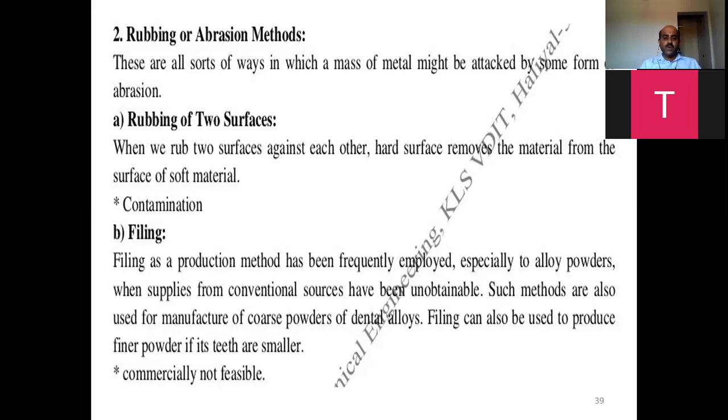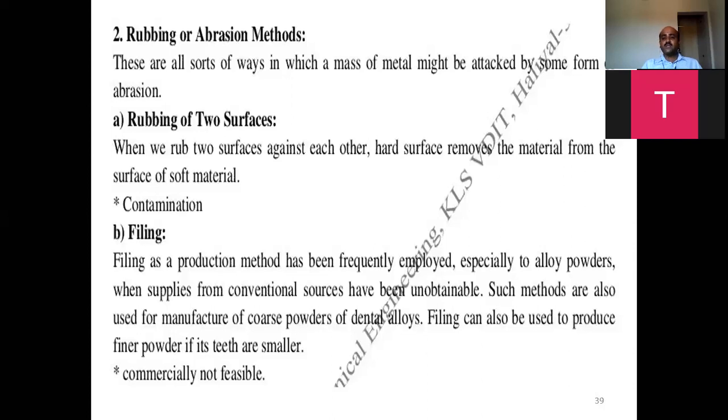So there are two ways here. One is rubbing of two surfaces. When we rub two surfaces against each other, the hard surface removes the material from the surface of the soft material. So this is one method. The problem with this kind of method is contamination. It might have some other waste products or impurities present in the powder that is manufactured by this kind of method.